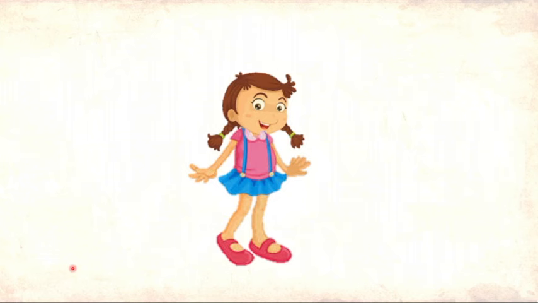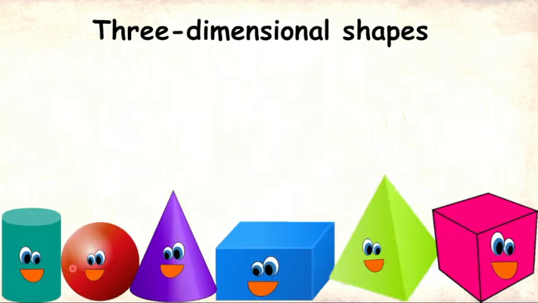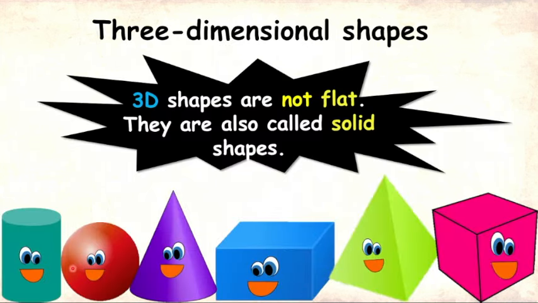Hi friends, I am Zoe and I am back to meet some more shapes. Last time we met some two-dimensional shapes and as we learned, two-dimensional shapes are flat. Today we will meet a few three-dimensional shapes. Three-dimensional shapes or 3D shapes are shapes that are not flat and we can also call them solid shapes.